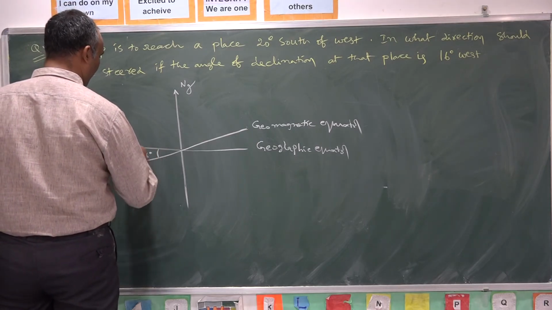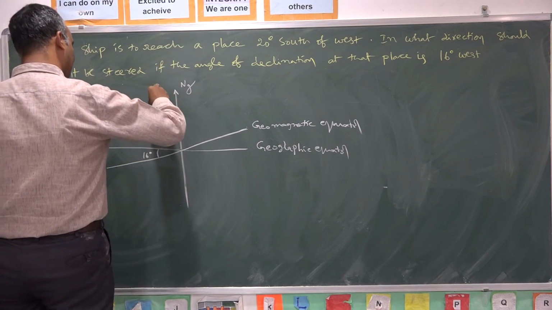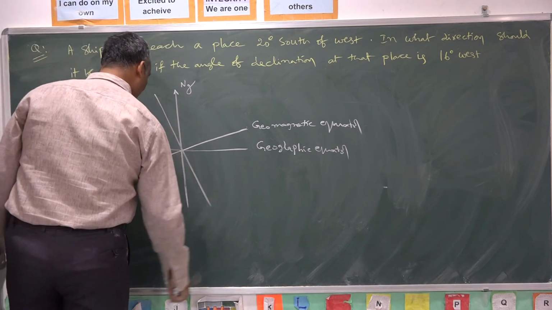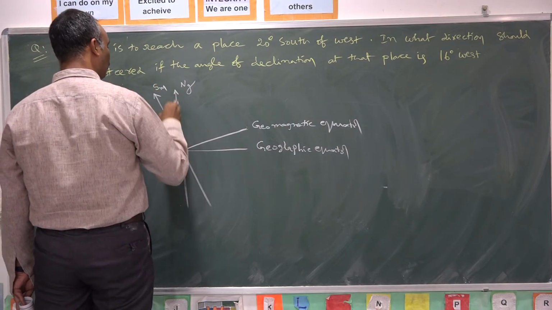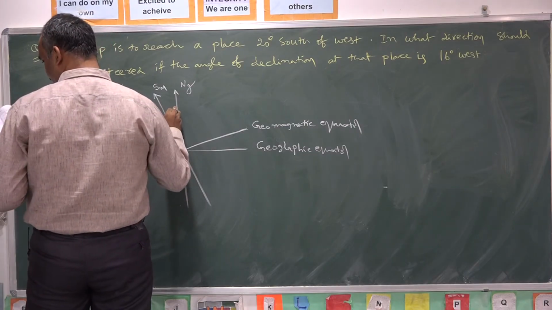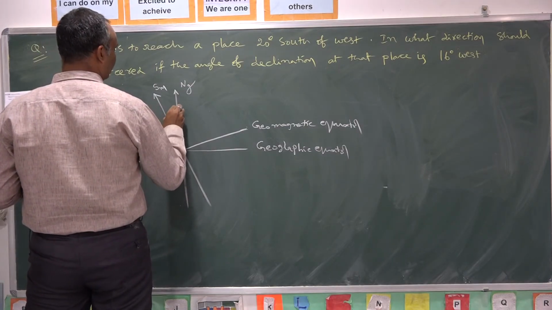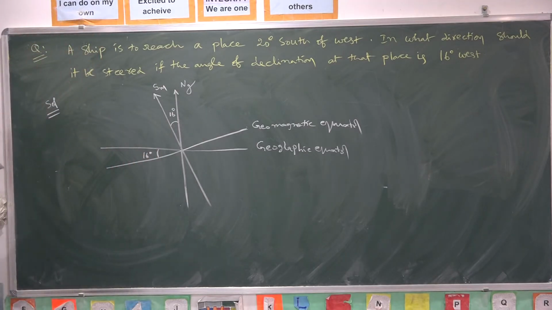How do you know? We know that the geographic axis and the geomagnetic axis. Nearer to geographic north, geomagnetic south will be there. The angle of separation between these two is 16 degrees. Obviously, their equators are also separated by 16 degrees to one another.